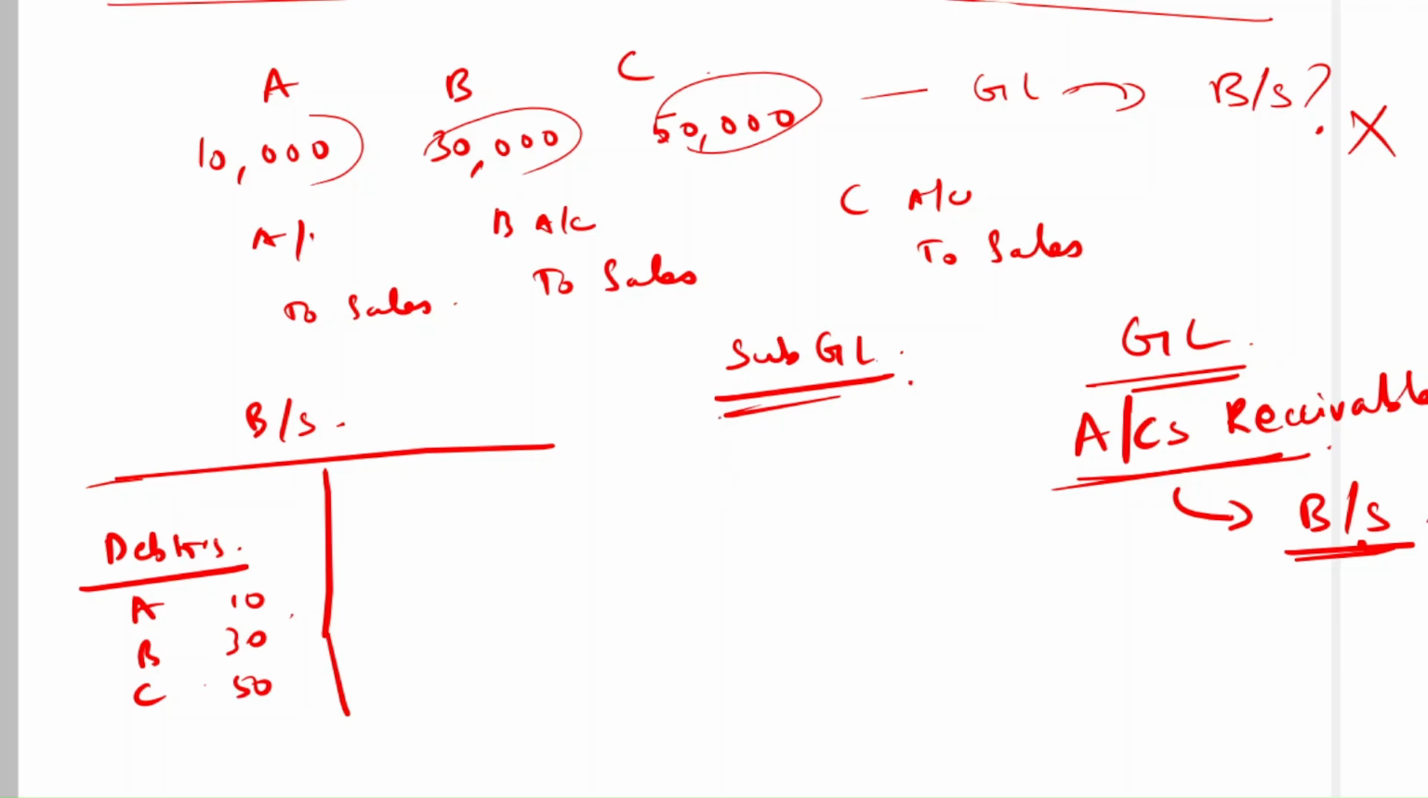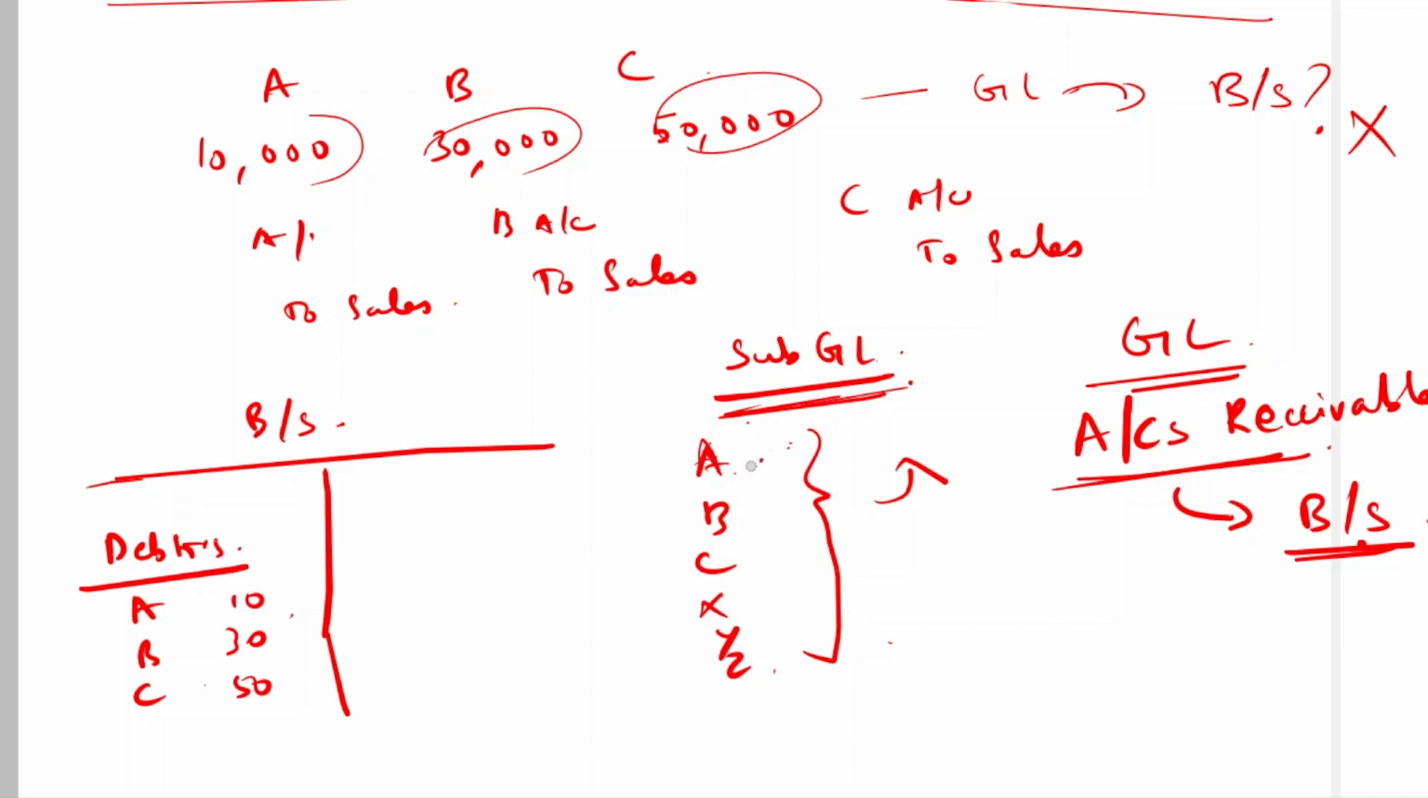Now, what about sub-GL then? So all your customers here, A, B, C, X, Y, Z, everyone will have a separate sub-GL here. So in SAP, how is sales posted? Whenever the sales invoice is created, a sales entry is posted. So what happens? The individual customer account will get debited.